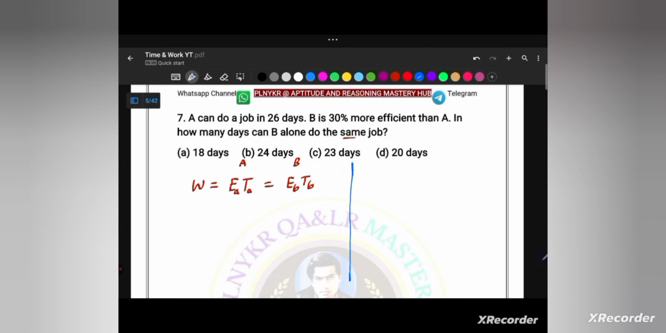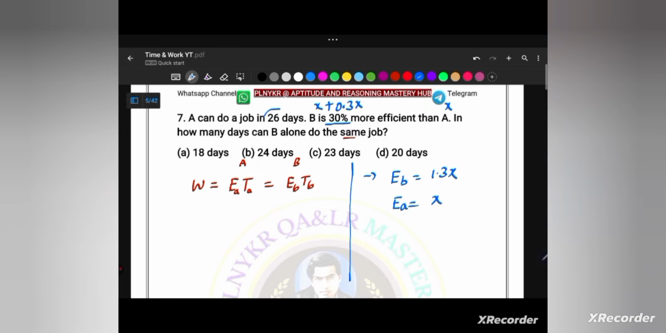He is saying that B is 30% more efficient than A. That means the efficiency of B will be equal to 30%, which means it will be 0.3 more than X. I will be taking A as the X, so 30% more will be 0.3x. More than means we will be adding X plus 0.3x. So the efficiency of B will be equal to 1.3x, whereas the efficiency of A we had initially taken as X.